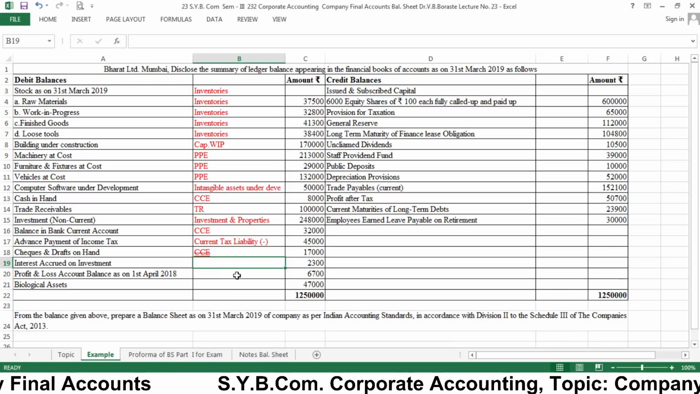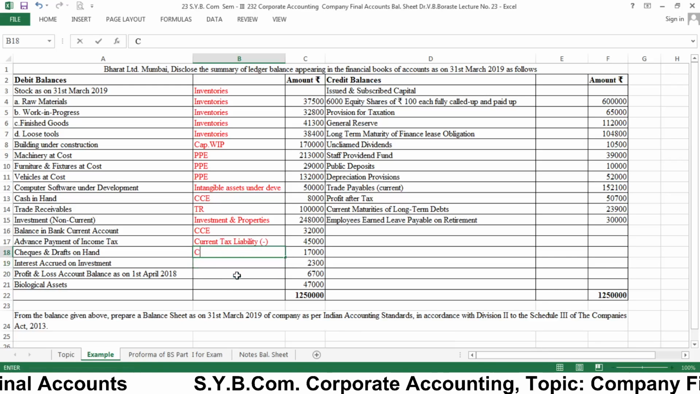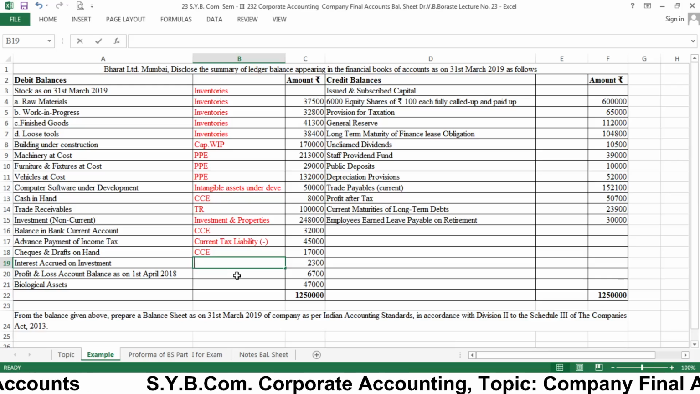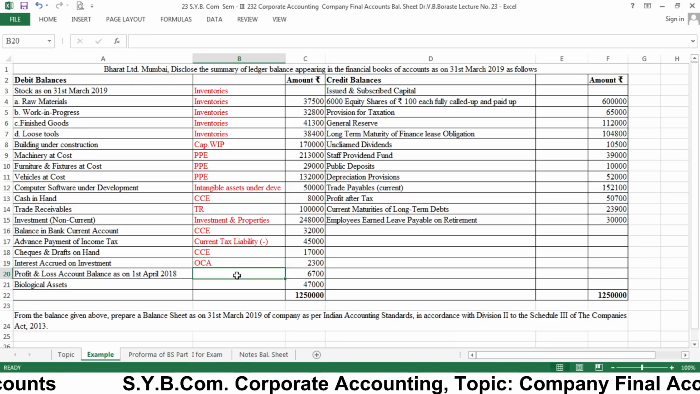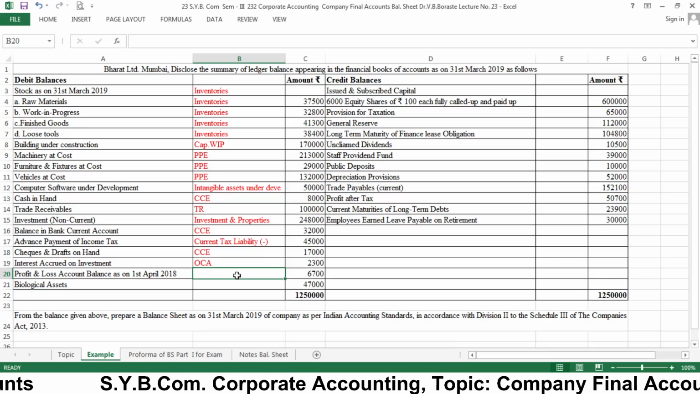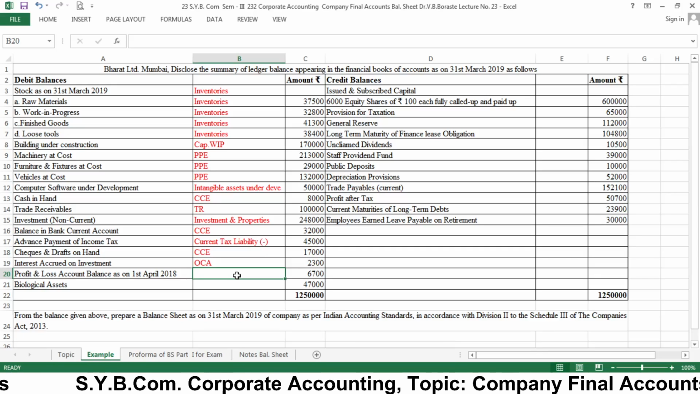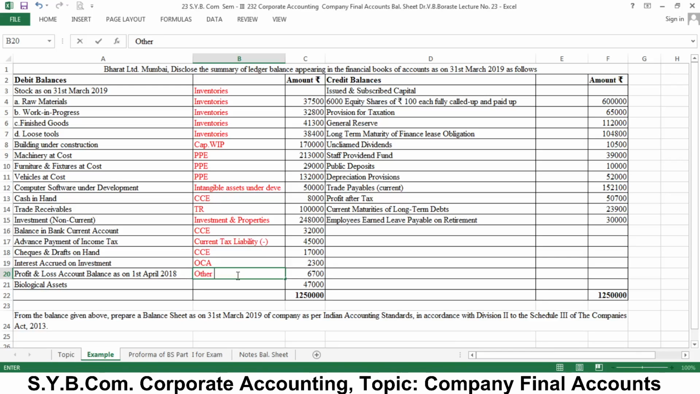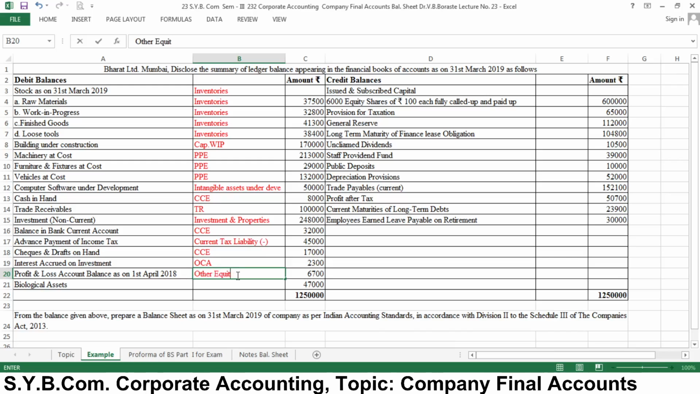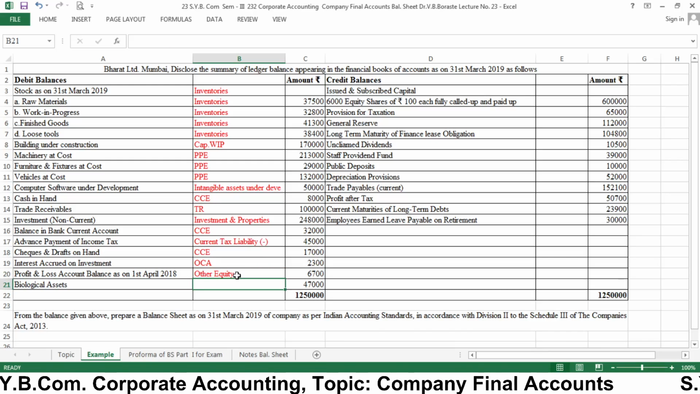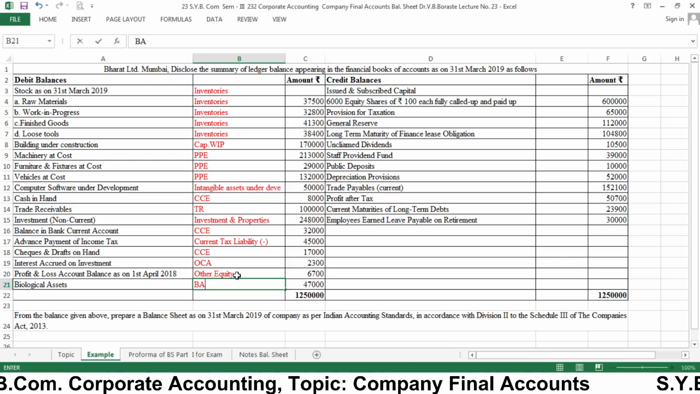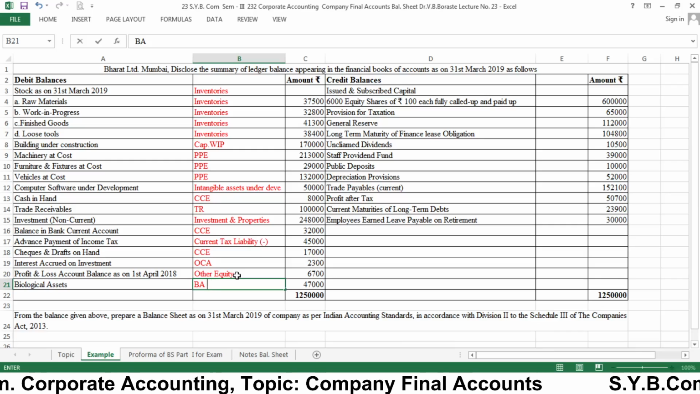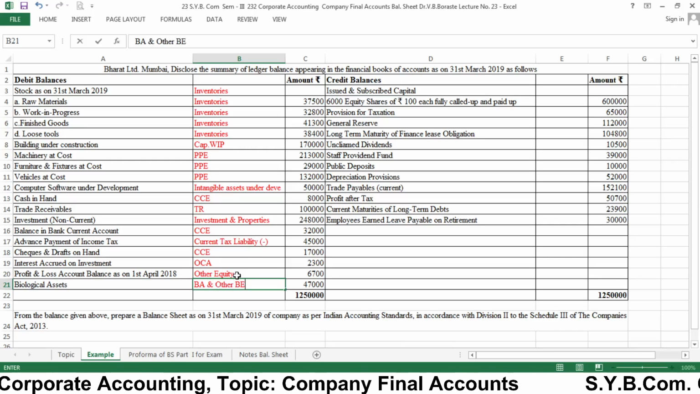Then interest accrued on investment. This is other current asset, so I am putting here OCA, other current asset. Profit and loss account as on 1st April 2018 has to be recorded in other equity. And the last one is biological asset. It will be recorded in biological assets and other bearer plants.